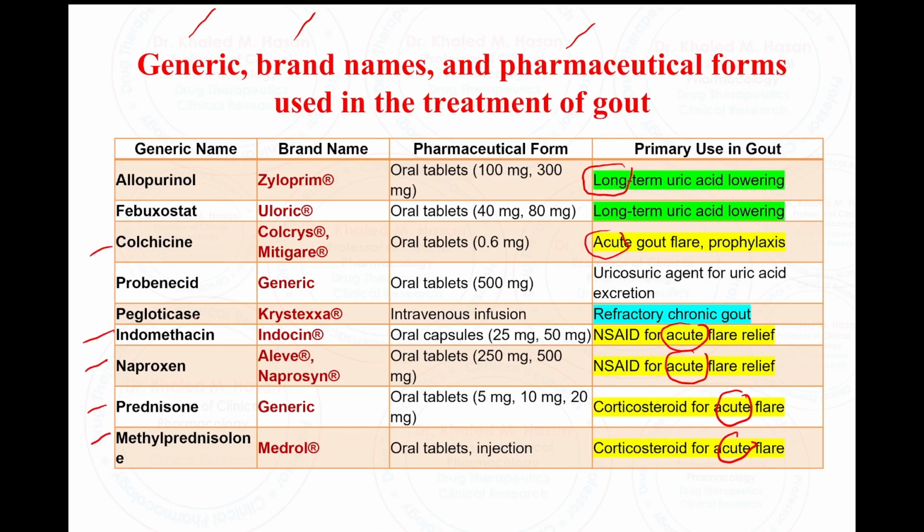And you remember we have the groups of medication here: 1 and 2 belong to the NSAID, and prednisolone and methylprednisolone belong to the corticosteroid. Okay. Which medication is used as long-term uric acid lowering? We have allopurinol and febuxostat.